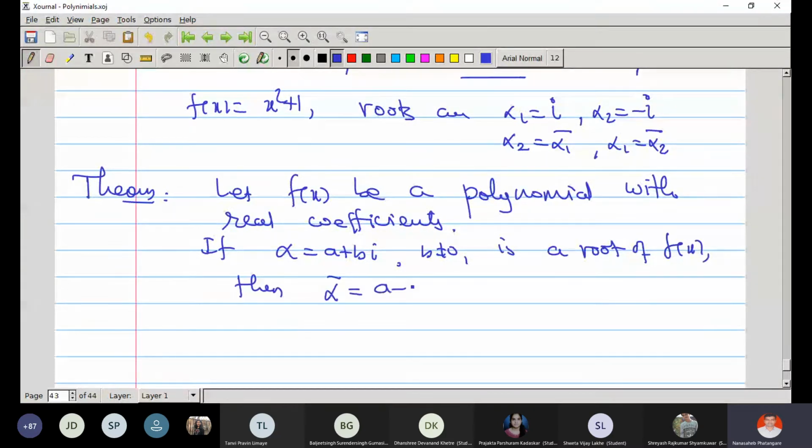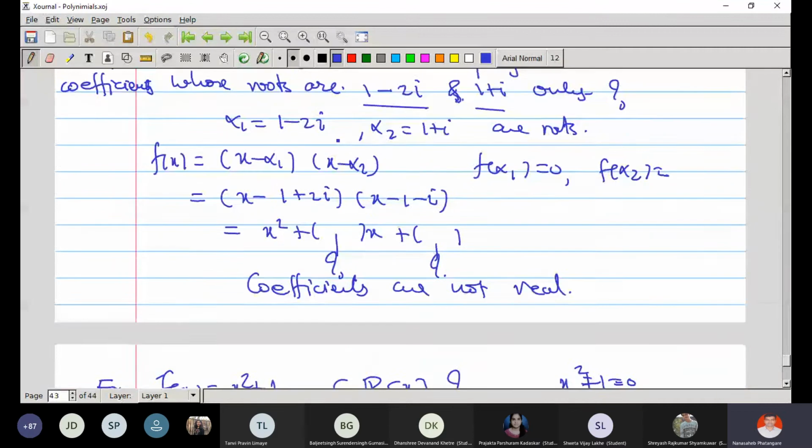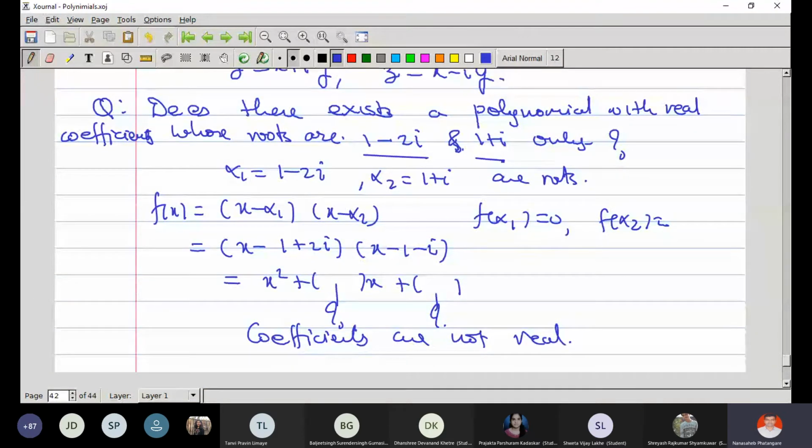And therefore, what was our previous example? Does there exist a polynomial which has only these two roots with real coefficients? What is the answer? If 1 minus 2i is a root, then its conjugate must be a root. Right? If 1 plus i is a root, then 1 minus i must be a root if you want the coefficients to be real numbers. Right?